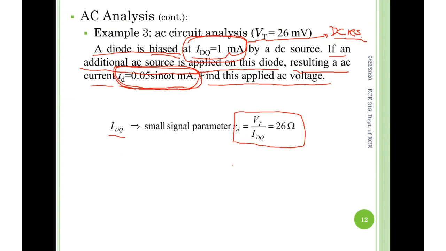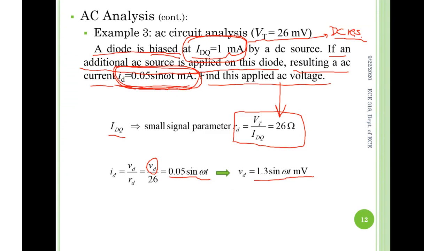Right? So applying an AC voltage on this guy resulted in AC current like this. And what do we do? Ohm's law. This current is introduced by this applied AC voltage. And then just with Ohm's law, you find the applied voltage across the diode. That's it. So this problem is nothing but reminding you how you interpret the given.